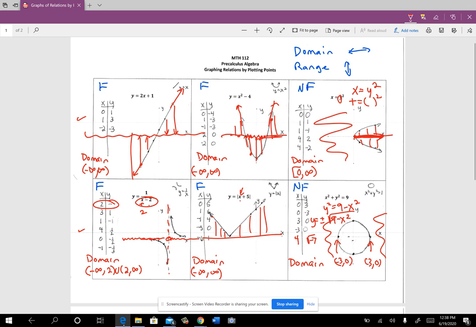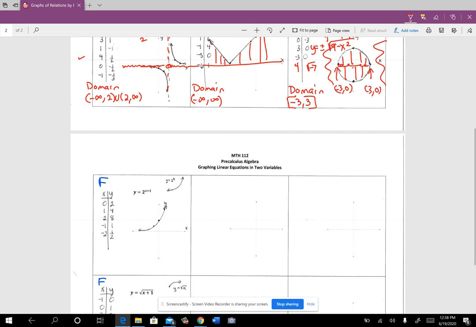Okay, so the domain, if you smash these points to the x-axis, you would just be covering up everything from -3 to 3, including those. Okay. All right, let's continue with our domain discussion on 2 more.